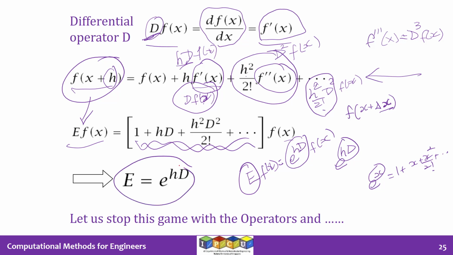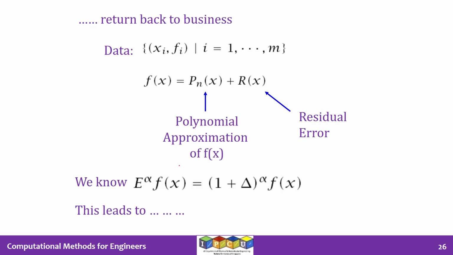Now let's stop this game with these operators and put it to some use. So we are going to have this data set (xi, fi), and i goes from 1 to m. So we have these many samples and the samples are labeled 1, 2, 3, 4, etc. So the true function relating x to f is f of x. We do not know what it is. So this hidden truth, we are going to approximate it by this polynomial approximation.